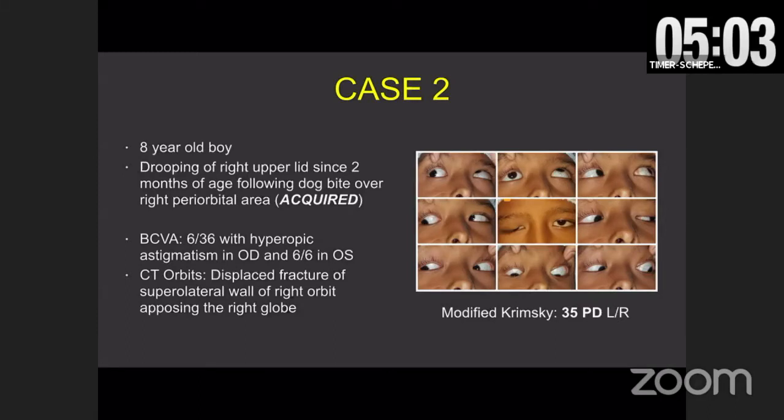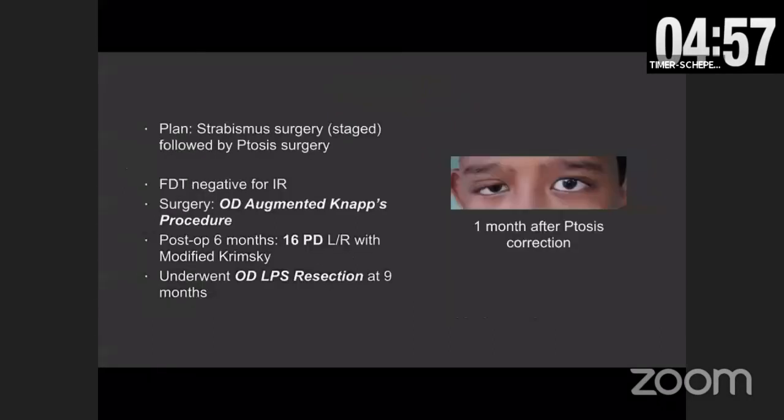The CT scan of orbits showed displaced fracture of the superolateral wall of the right orbit opposing the right lobe. So the plan was to perform strabismus surgery in a staged manner as required, followed by ptosis correction. Again, the FDT was negative for inferior rectus, and augmented NAPS procedure was performed in his right eye.